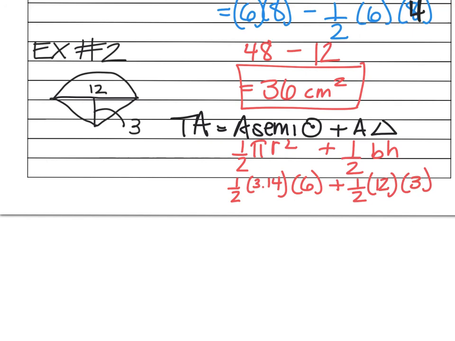And then we can go ahead and solve that out. So when I do the math for this one, I end up getting 56.52 plus here I end up getting 18. And so when I add 56.52 plus 18, I end up getting, and I'll write it in a different color, 74.52. And that is my answer for this problem.